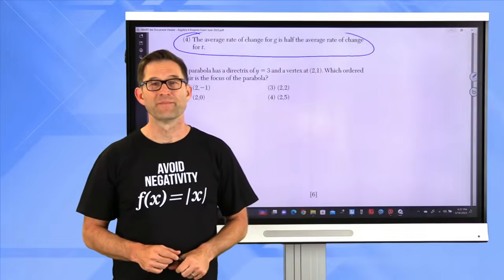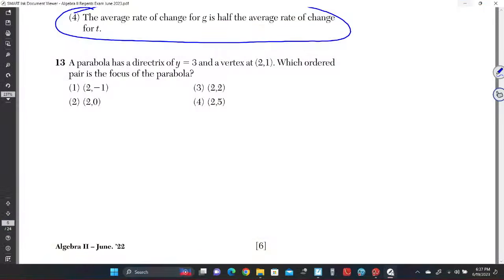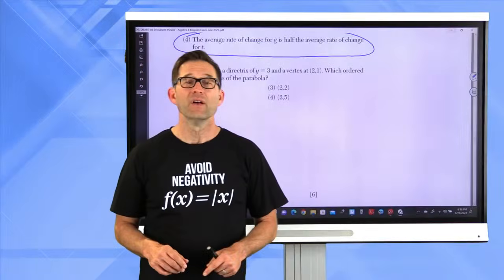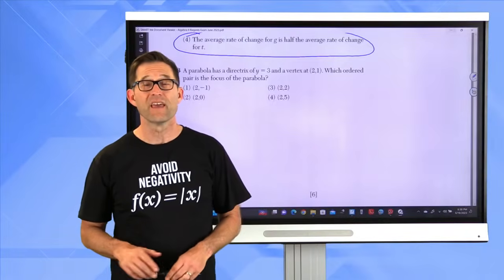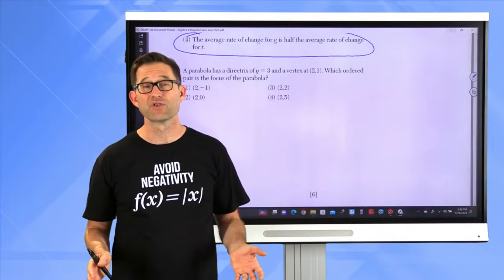Number 13. A parabola has a directrix of y equals 3 and a vertex at (2, 1). Which ordered pair is the focus of the parabola? Wow. Okay, so one of the things that you studied, hopefully for no more than 1 or 2 days, is what's called the locus definition of a parabola.